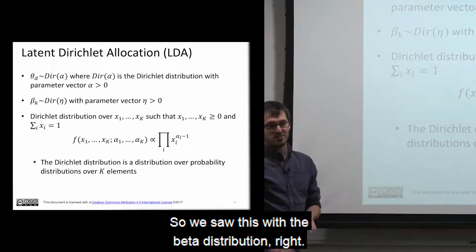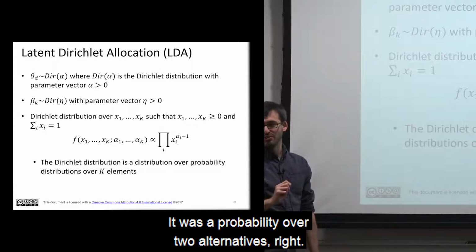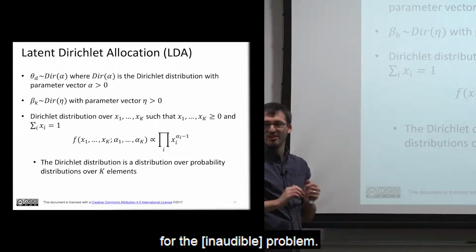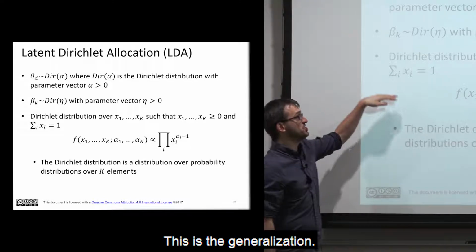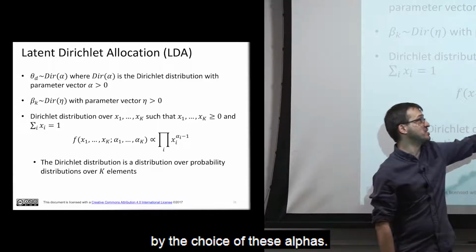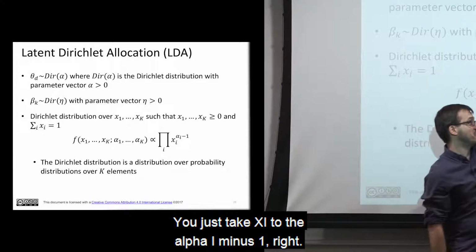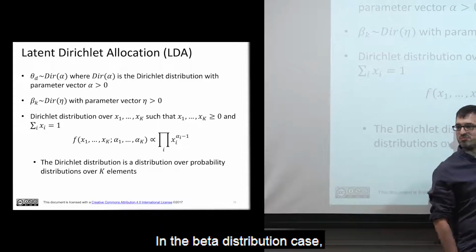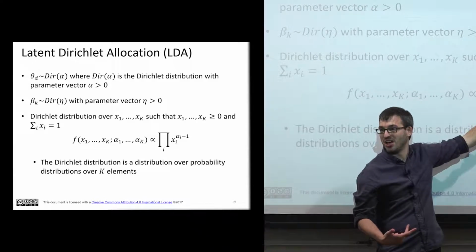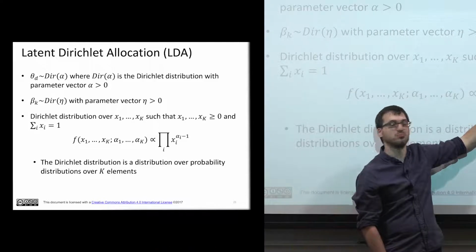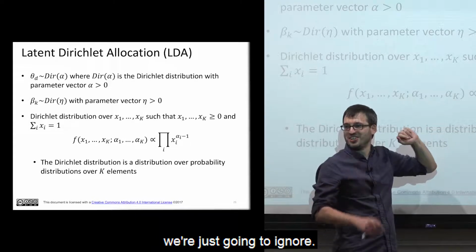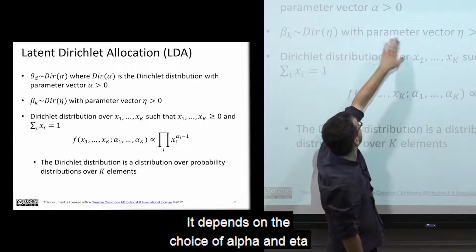We saw this with the beta distribution. It was a probability over 2 alternatives that sum to 1. Think of it as b and 1 minus b, for the coin flipping problem. This is the generalization. It's a probability distribution that's characterized by the choice of these alphas. You just take x_i to the alpha_i minus 1. In the beta distribution case, we only had two numbers, so it was easy. They had to sum up to 1, so the formula looked a little simpler. Again, this is up to proportionality. There's some normalizing constant here that we're just going to ignore. It depends on the choice of alpha and eta.